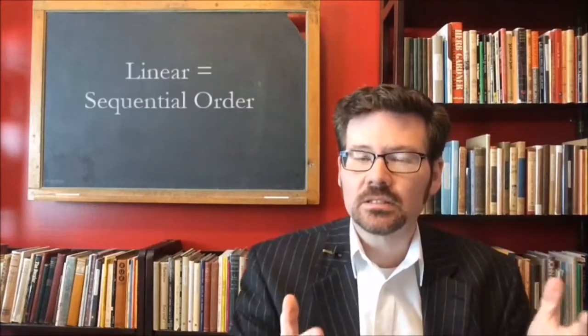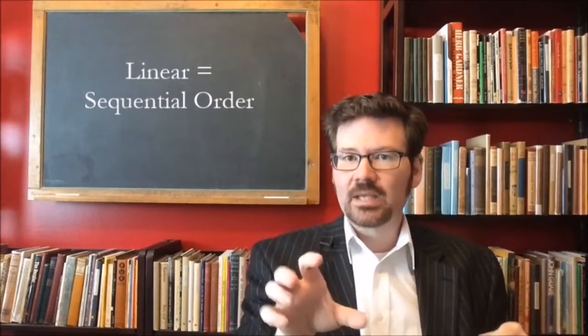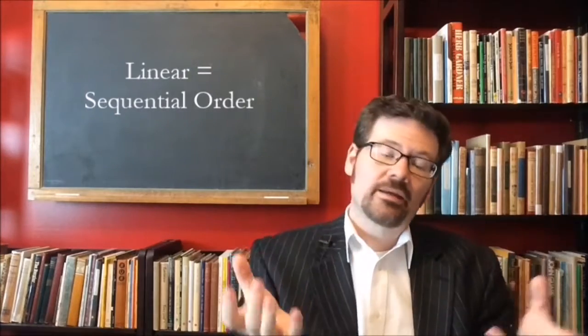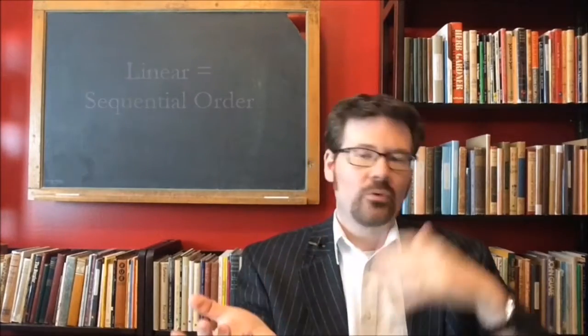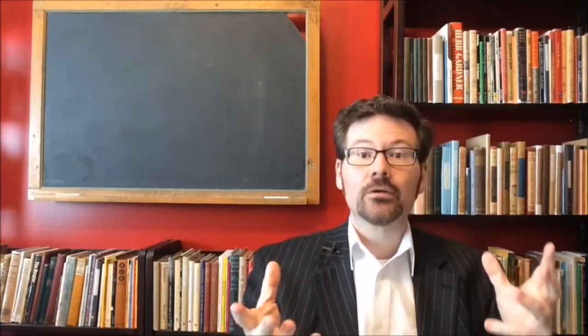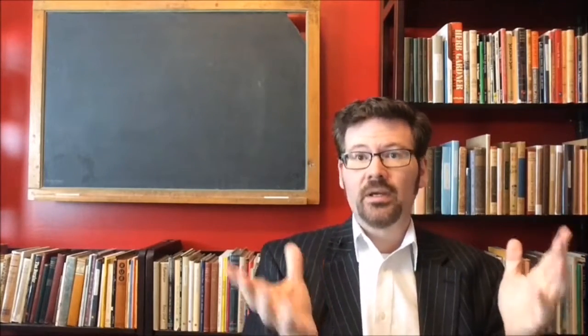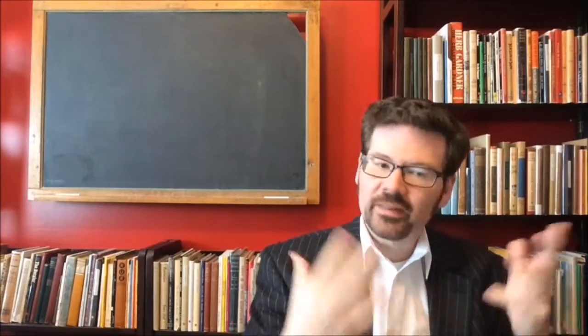Okay, so linear narrative is time-based. It's sequential order. This happened, which led to this, which led to this, which led to this. It's like everything we've talked about before, going from point A to B, then B to C, and then C to D, and so forth. So that would be a linear narrative. Virtually all stories tend to follow that linear narrative. Psychologically, that's just what readers expect, or if you're watching a movie, what moviegoers expect.